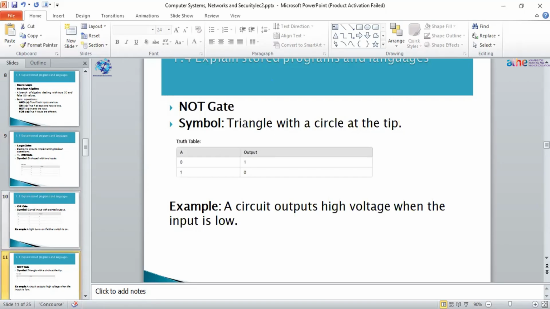Then we have the NOT gate. What will the NOT gate do? It will reverse the result. Like if the input is true, it will result in false. If the input is false, the result will be true. Like A is 0, it will do the complement of your input, meaning it will reverse the result. If it's false, it will turn out true. If it's true, it will turn out false. So that is the NOT gate.